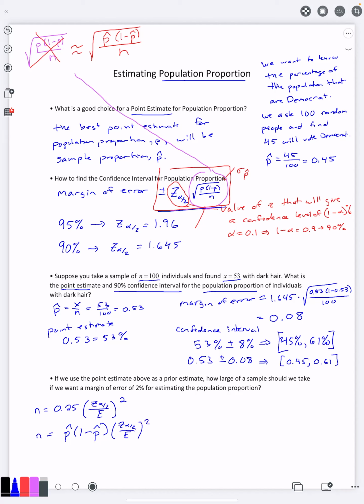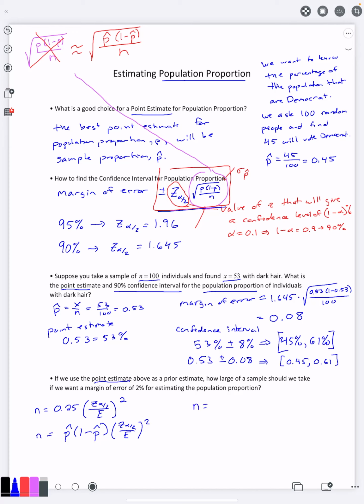So how am I going to do it for this problem? It says we are going to use the point estimate above. So we're going to use the 0.53. And we want to see how large of a new sample we should take if we want a margin of error of only 2%. So you see, in the previous one, my margin of error was 8%. I'm going to say that that's too wide. I don't want to be within 8% of the right answer. I'd like to hopefully be within 2% of the right answer.